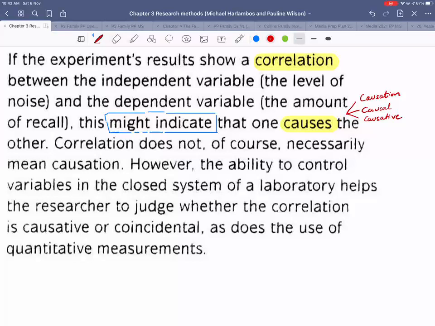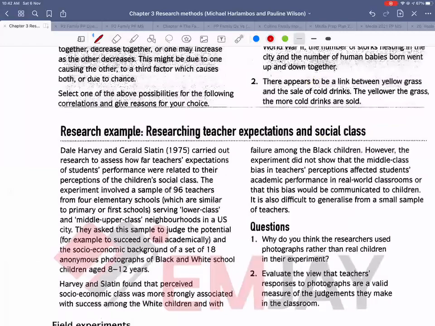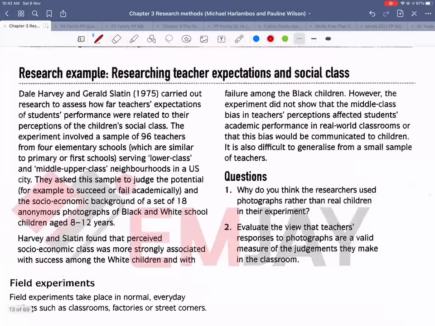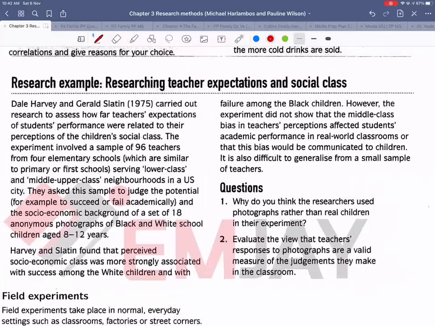Now, taking it a step ahead, we have this research example. I want everyone to read through this once on your own. You read through this and then we proceed. Talking about this one.